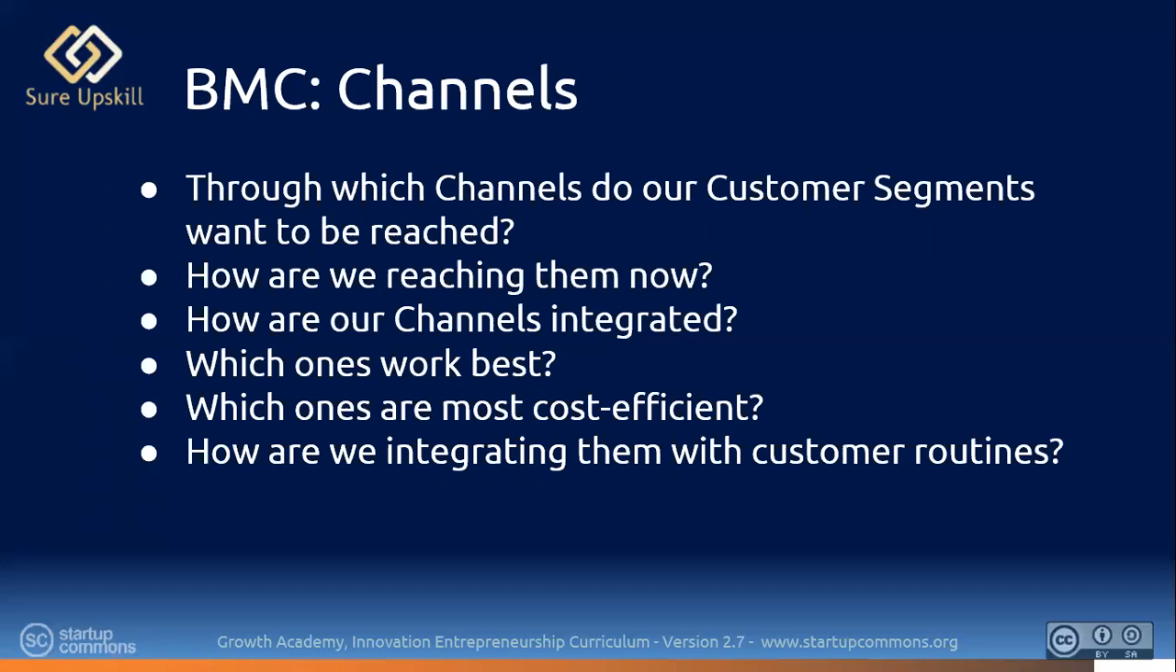How are we reaching them now? How are our channels integrated? Which ones work best? You must remember there can be many channels for delivering to the customer. And are these integrated with the customer and the value proposition which offers the product? So how many of these channels are really integrated and will work smoothly? Which ones work best? Finally, you select which ones work best. And those that are not delivering that good a value, just scrap them.